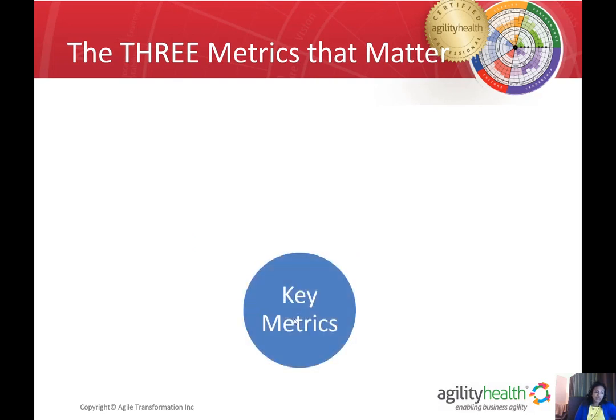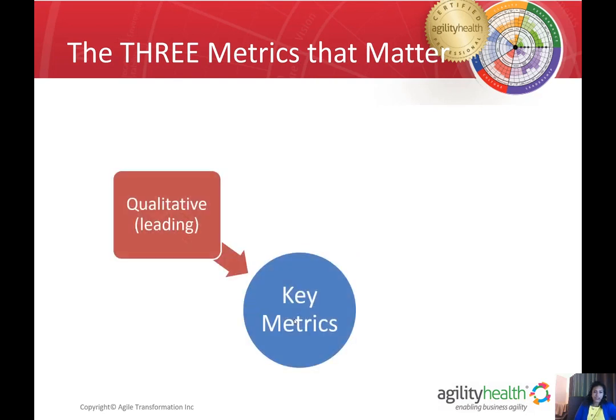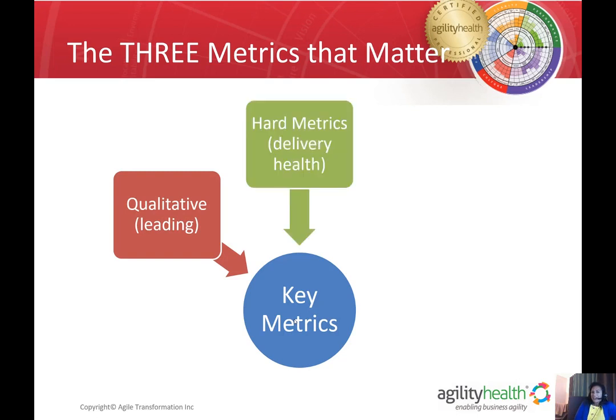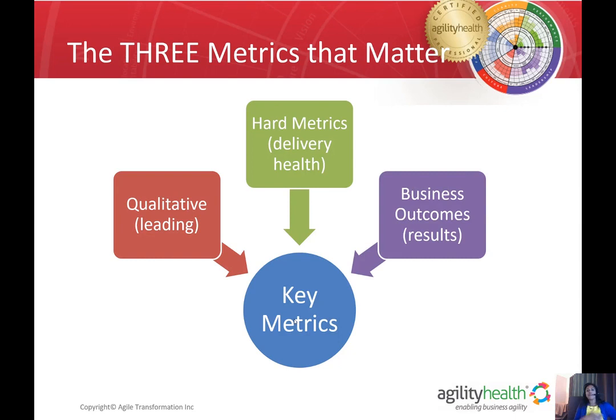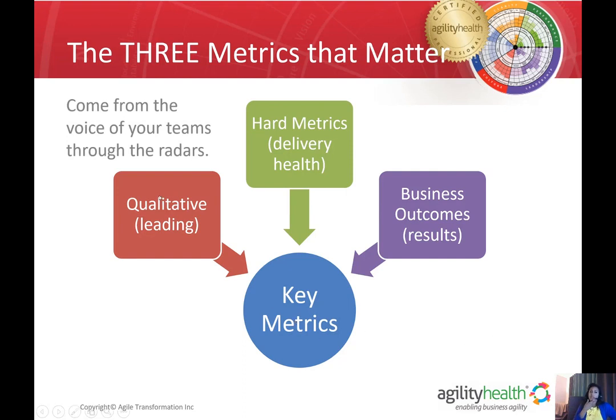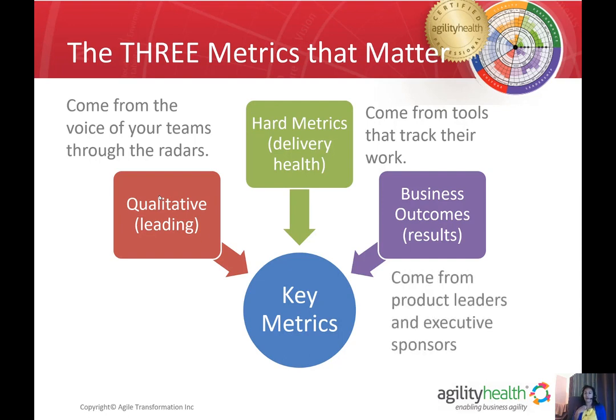So what are the 3 metrics that matter? First, it's going to be the qualitative and leading metrics. So these are things like the Agility Health retrospective provides us with. So how is the team feeling? The next item is the hard metrics, the delivery health. And of course, business outcomes and results. So the qualitative is going to come from the voice of the team through the radars. And then the hard metrics, these really come from the tools that you use to track your work. So this could be something like Jira or Rally or VersionOne. And then the business outcomes come from the product leaders, executives, and sponsors on, are we aligning to what they are asking of us?